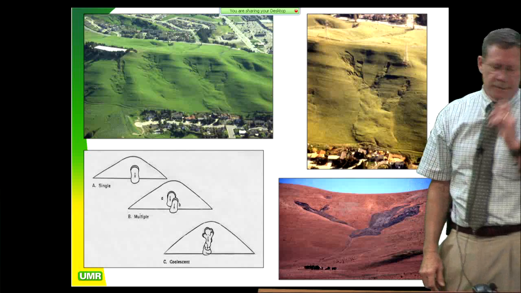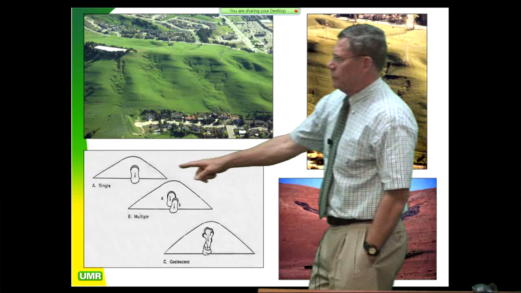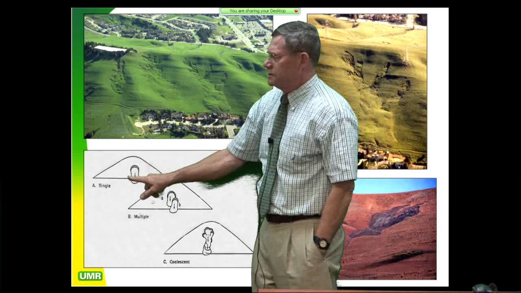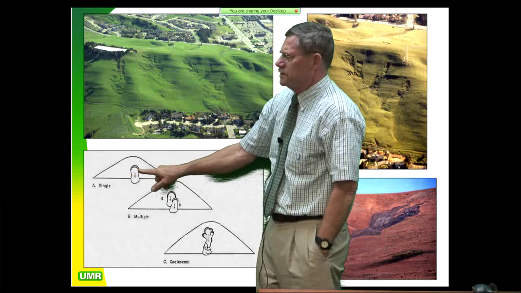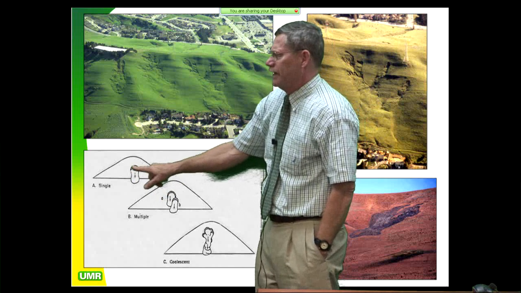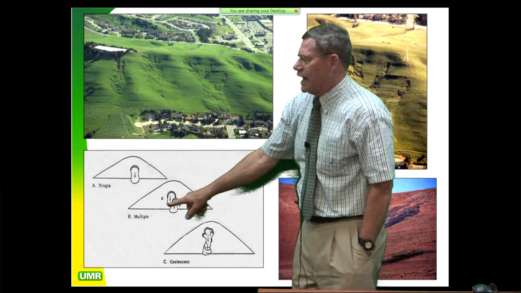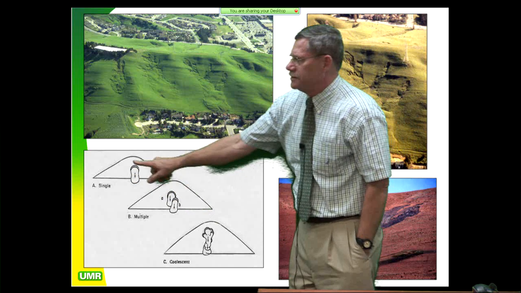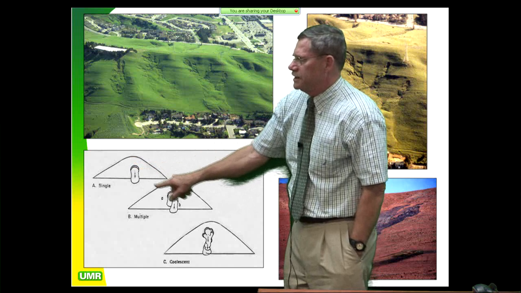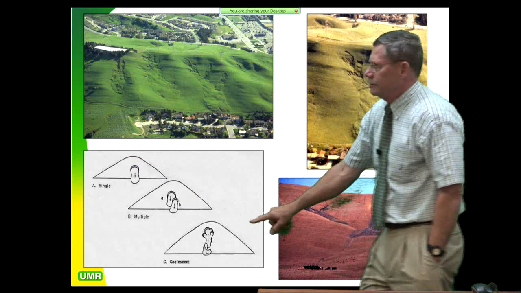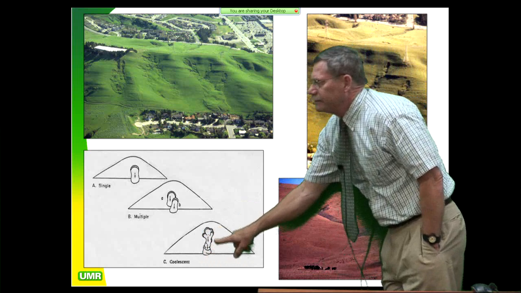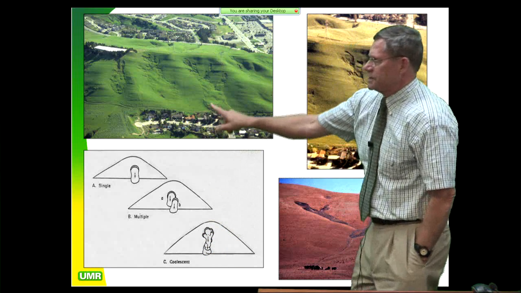Okay, so when we're in school, we talk about simple slides that look like this. And every once in a while, those things do happen. I've never seen any, but that's what they're supposed to look like, one slide. And then you can have another slide that occurs because you just oversteepen the hill up in this area, so you can get another slide. But basically, this is what they actually look like. They're coalescing complexes.